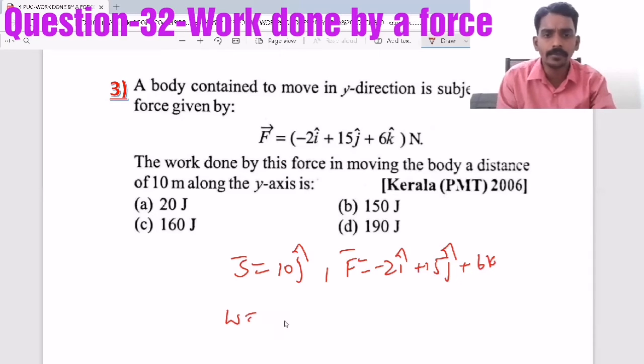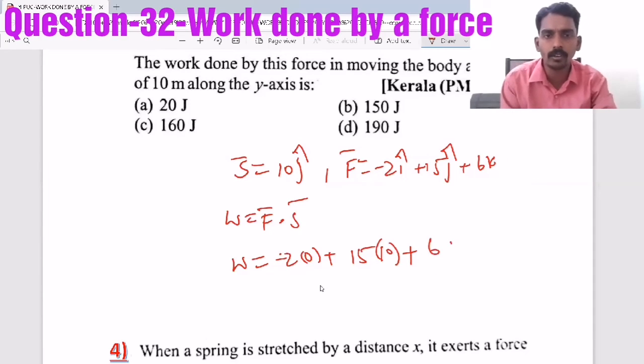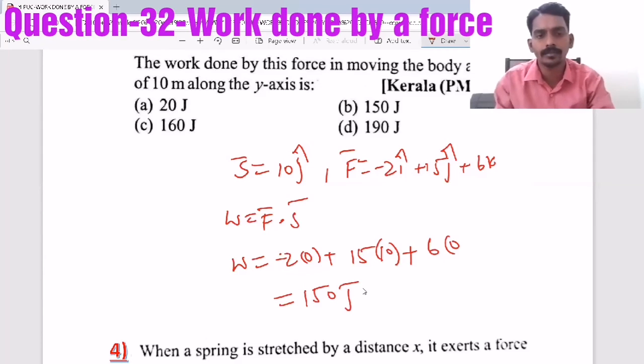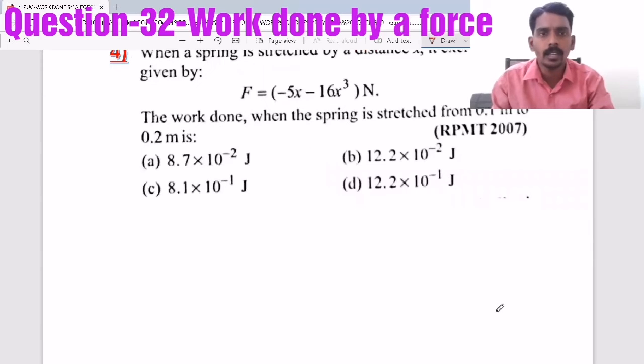Now the work done is F bar dot S bar. Dot product means, as I said, take i coefficient into i coefficient. But here i coefficient is 0. So minus 2 into 0, j coefficient 15 into 10, plus 6 into 0, k coefficient also not there. So the answer is 150 joules. So this way dot product also plays an important role in finding work done.